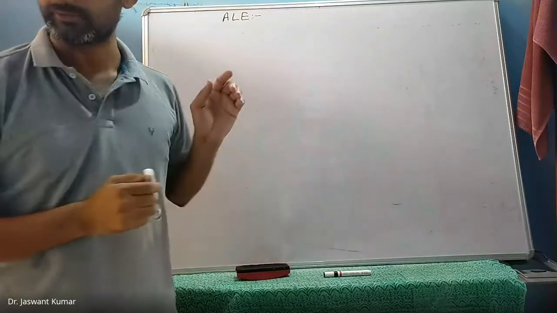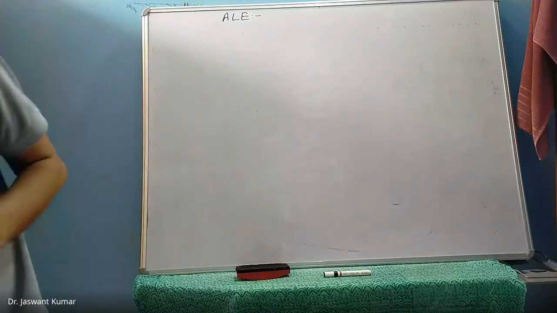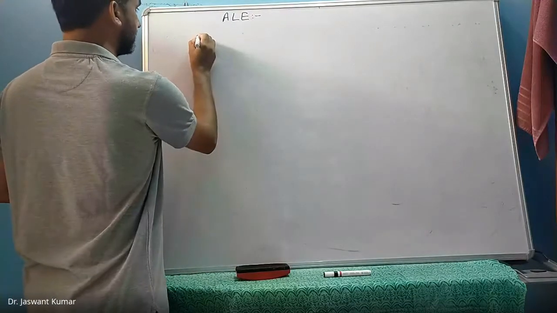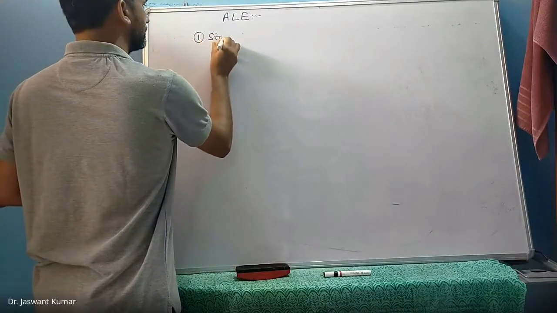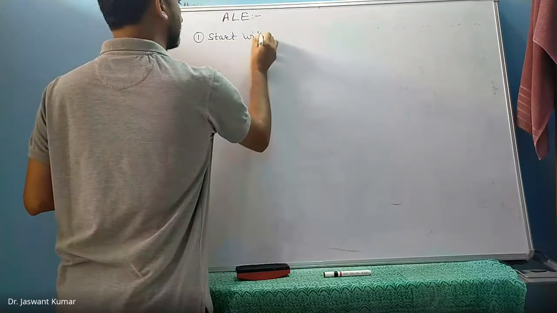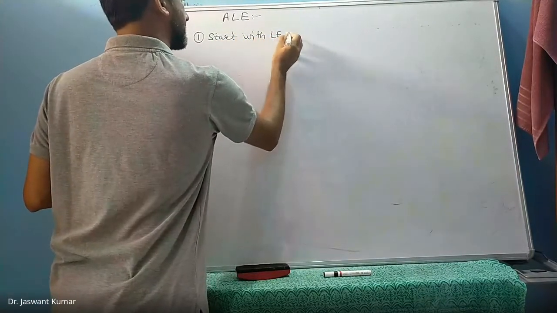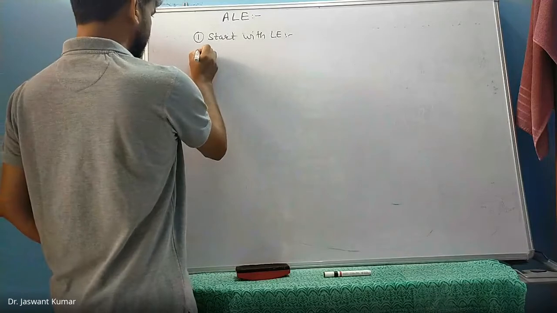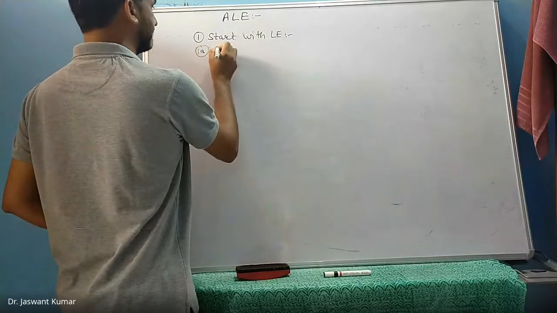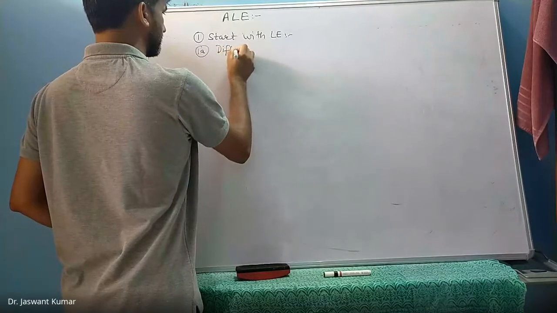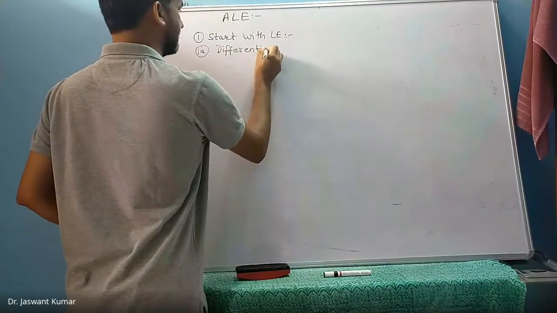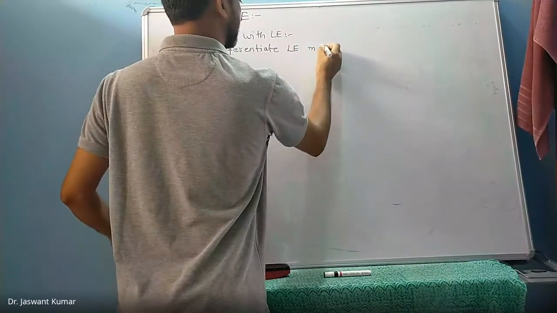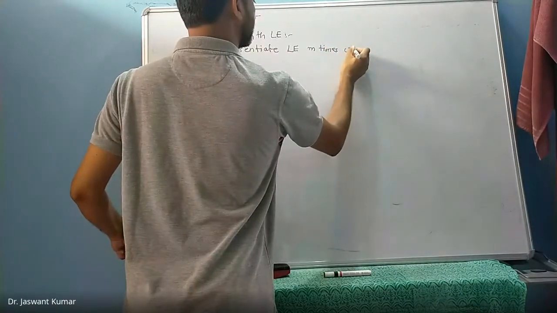So in order to obtain the solution to the associated Legendre equation, step number one that we did was that we start with the Legendre equation. We start with an equation whose solutions we already know, and then we differentiate the Legendre equation m times with respect to x.